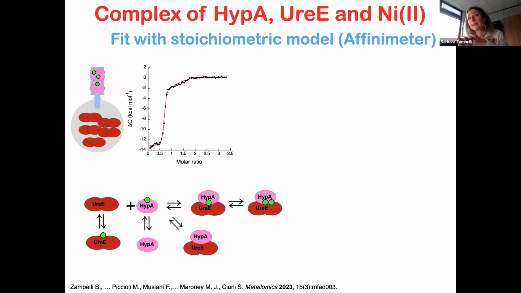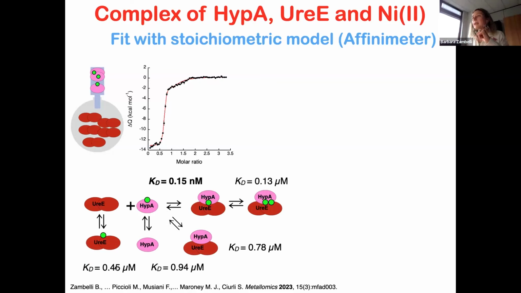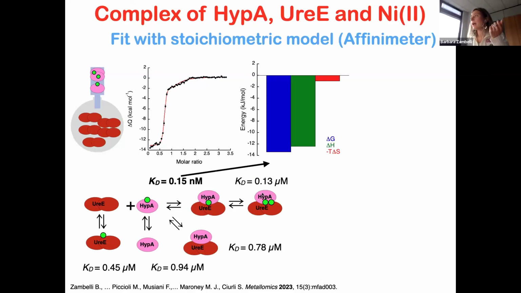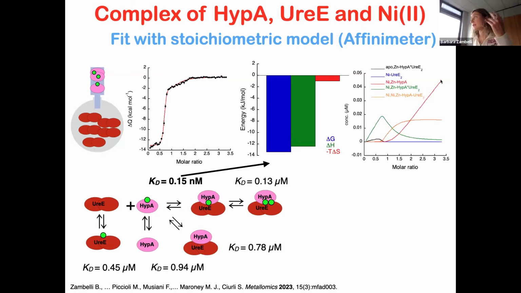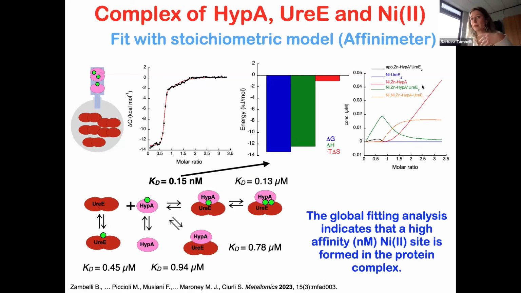So to dissect this binding, we put together all these events in a global fitting experiment, and we could use this model to fit this curve, and we obtained the KD for all these equilibria. We could immediately find that the formation of the complex between urease and HypA in the presence of nickel has a very high affinity. The binding is enthalpically driven, but this binding site was not present for the two proteins alone. So it's a really new binding site. This is the distribution of the species over the titration.